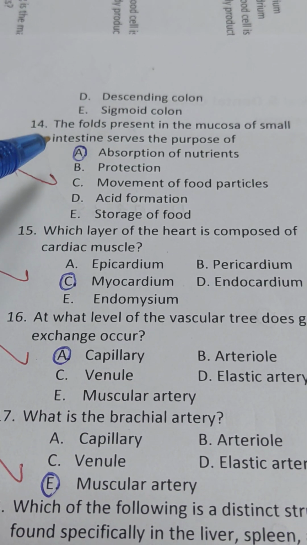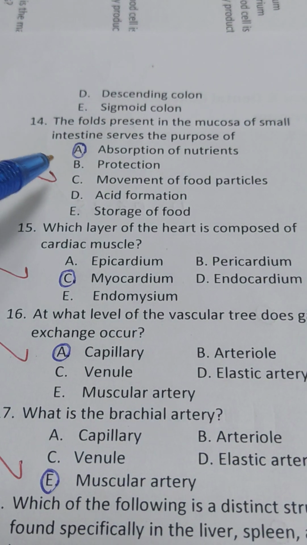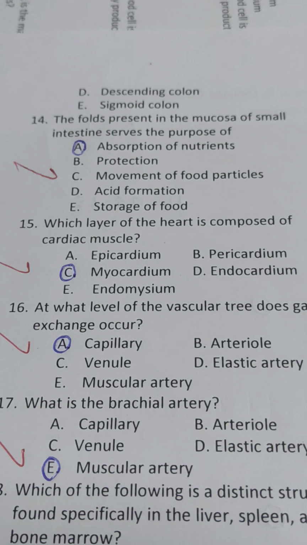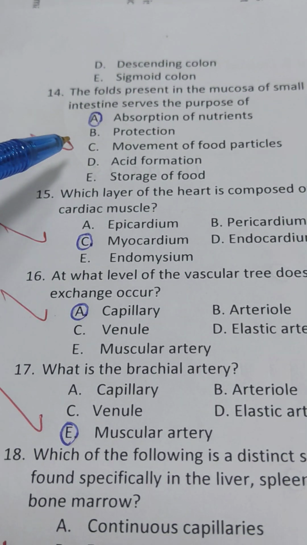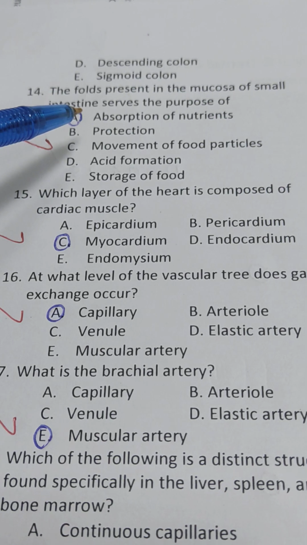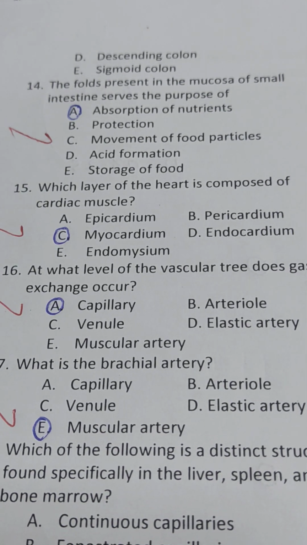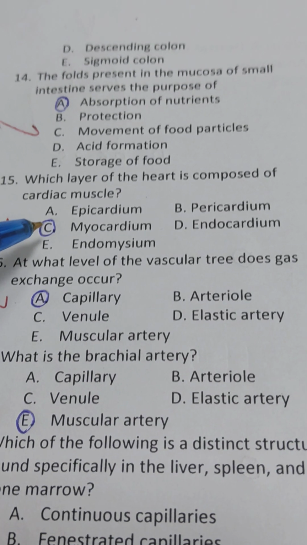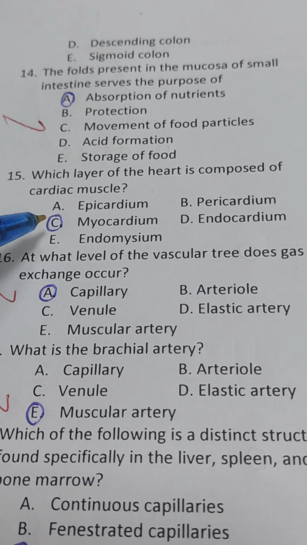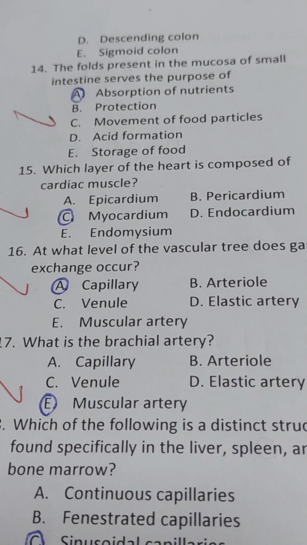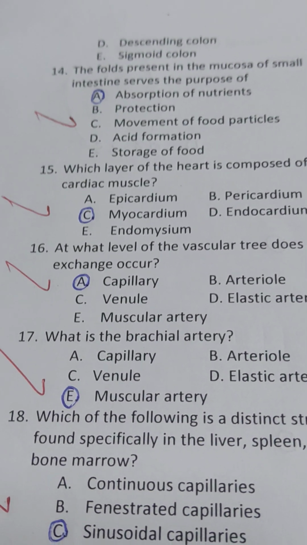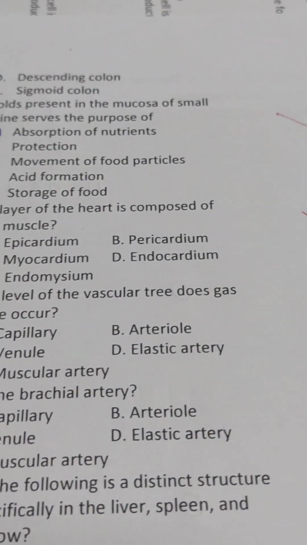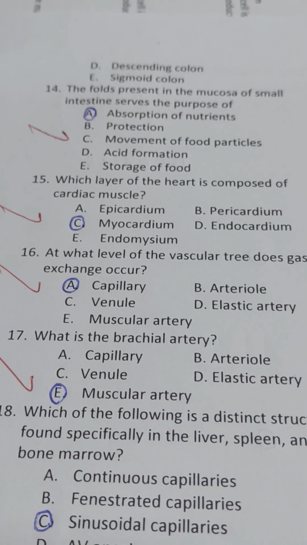The folds present in the mucosa of the small intestine serve the purpose of... So what is the purpose of folding of the mucosa of the small intestine? So absorption, to increase the surface area for absorption. Which layer of the heart is composed of cardiac muscle? So there are three layers of the wall of the heart: the endocardium, the myocardium, and the epicardium. As the name suggests, myo always means muscle. So the cardiac muscles are present in the myocardium.